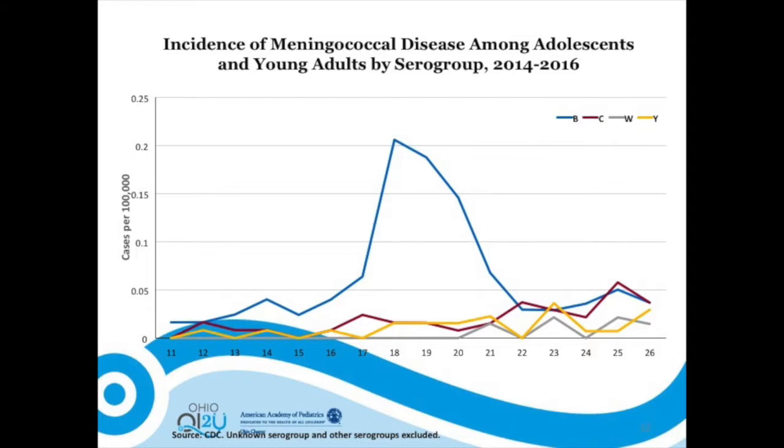So what you can see here, between 2014 and 2016, there were 1,178 cases of meningococcal disease that were reported. 166, or 14.1% of these cases, occurred in persons ages 18 to 24 years, and serogroup B was the predominant serogroup in this age group, as evidenced by that high blue peak. Next slide.